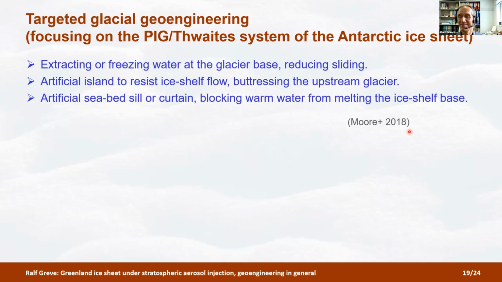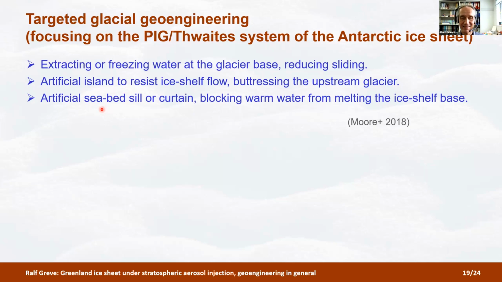So there are 3 ideas that have been proposed, and here I'm referring specifically to this comment in Nature by Moore and others from the year 2018. The first one would be to extract or freeze basal water at the glacier base, where it's still grounded, thus reducing the amount of basal sliding. The second idea would be to build an artificial island under the floating ice that touches the floating ice, providing a pinning point for the ice shelf and resisting ice shelf flow, which would then hopefully have the benefit of buttressing the upstream glacier and therefore reducing the amount of mass discharge into the ocean.